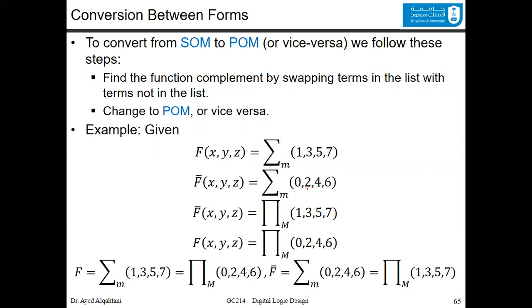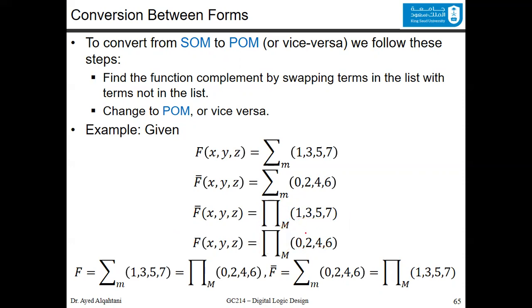And after that, this is now the complement of F. You get the equivalent of this complement by using the product of max terms. And to get this equivalent, you change the sum to product and change the indexes. 0, 2, 4, 6 will be 1, 3, 5, and 7. And after that, you get the F from here by keeping the product of max terms and changing the indexes to the indexes that are not presented here.